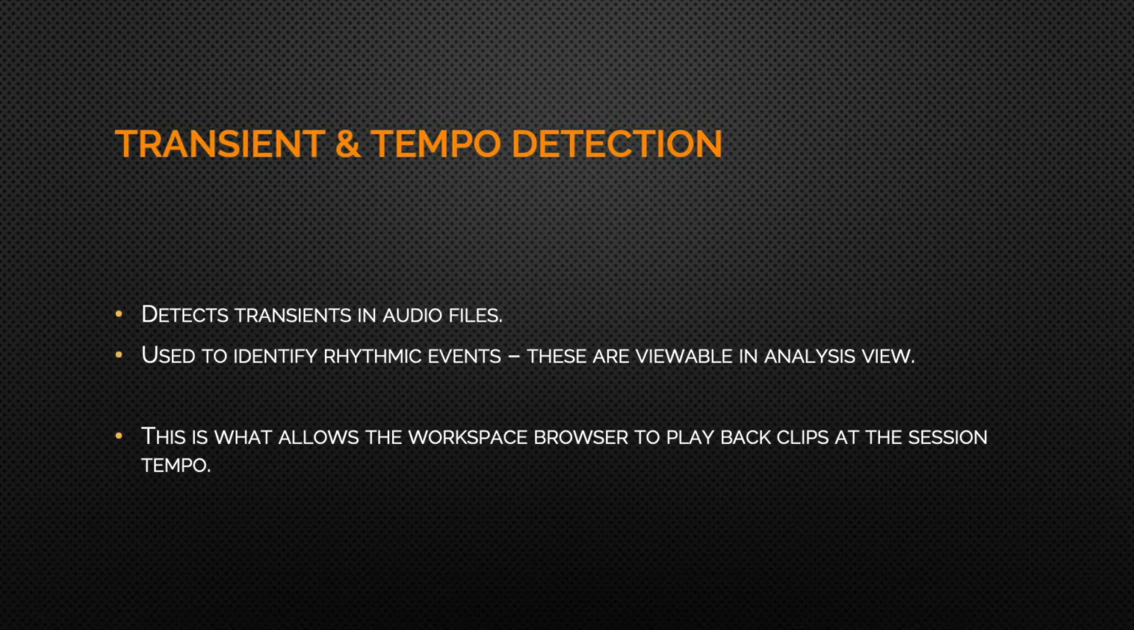Analyzed files in which no tempo has been detected are treated as sample-based files. Files with only a single transient, such as a single snare hit, will have no tempo detected. Also, files that contain tempo changes, rubato, or no regular periodic rhythmic patterns will probably not have a detected tempo and will be treated as sample-based files.